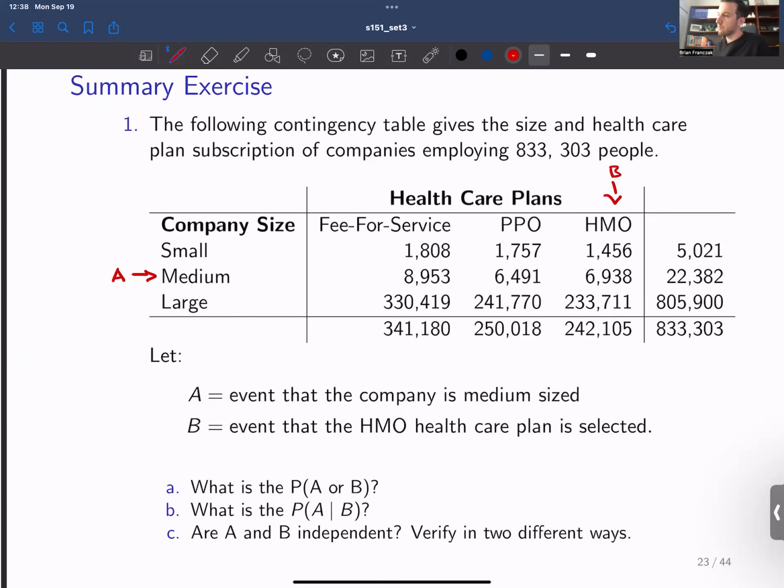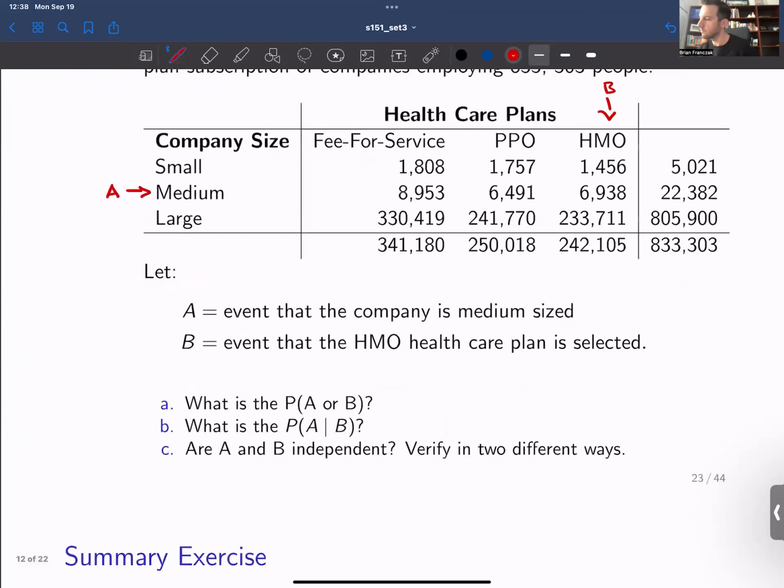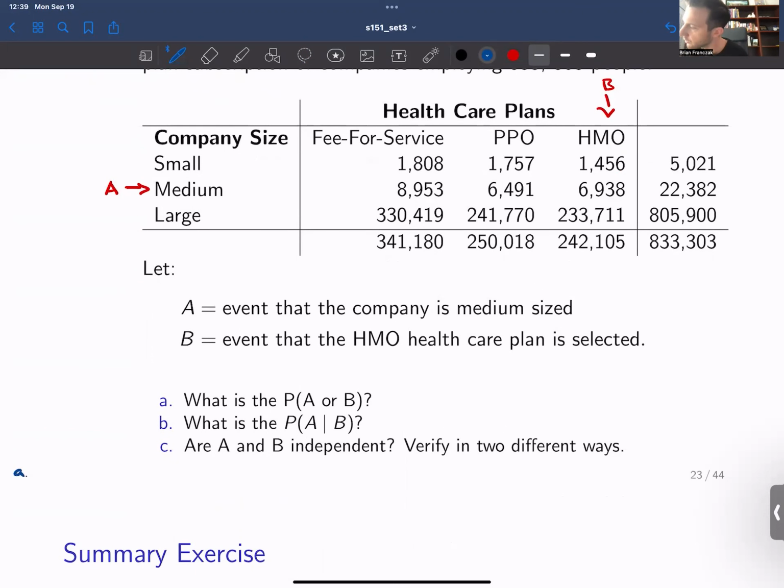Okay, in part A, we're asked, what is the probability of A or B? Okay, so first off, to compute the probability of A or B, we have probability A or B is equal to the probability of A plus the probability of B minus the probability of A and B. So to compute the probability of A or B, which is the union, we need the marginal probability for A, the marginal probability for B, and the probability of the intersection between A and B. Okay, so to find each of these, we can simply use the two-way contingency table.